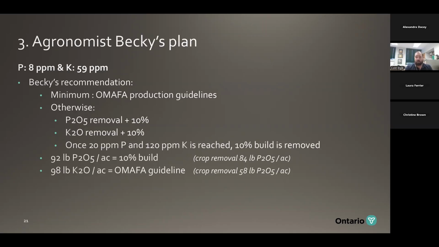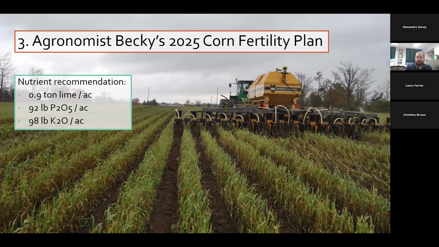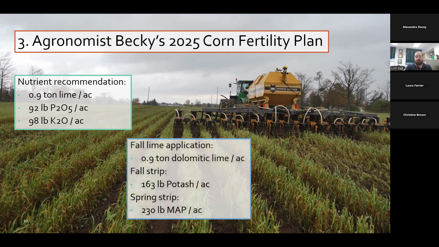So crop removal for 200 bushels is approximately 58 pounds of potassium, and the guidelines are actually 98 pounds for that at test level. So she's using a mix of the two different approaches here. Her recommendation for this year is lime in the fall with a strip till application that Joe uses here, recommending the potash be applied in the fall.